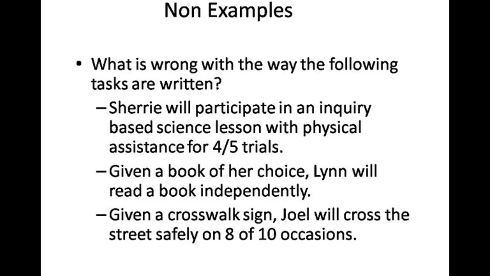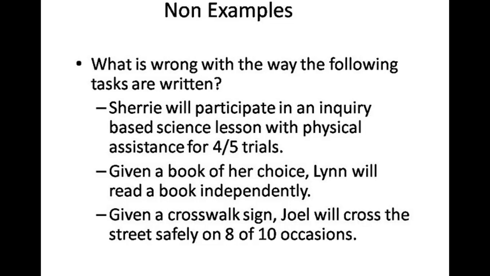For non-examples, what's wrong with the way these following tasks are written? So, Sherry will participate in an inquiry-based lesson with physical assistance for 4 out of 5 trials. There are a number of things wrong with this. First of all, we do not know what Sherry's being given. We don't know the condition. Second of all, when we use words like will participate, it's very hard to measure that. We do not know what participate looks like. So the behavior that we're looking for in this is very difficult to define.